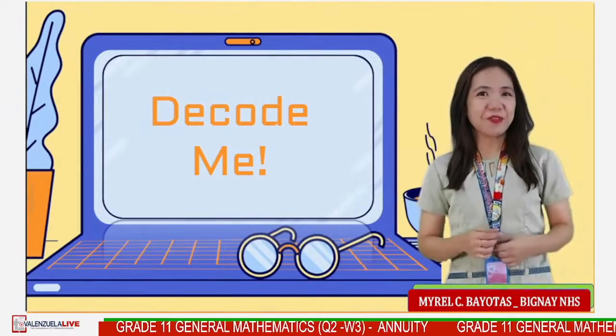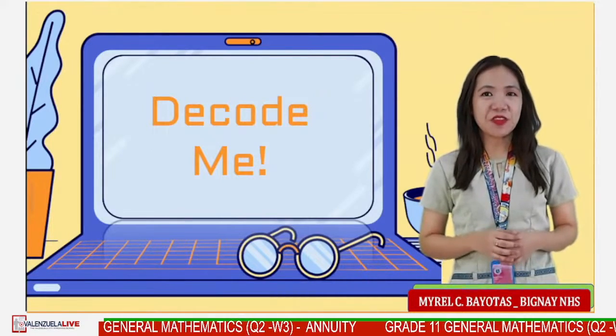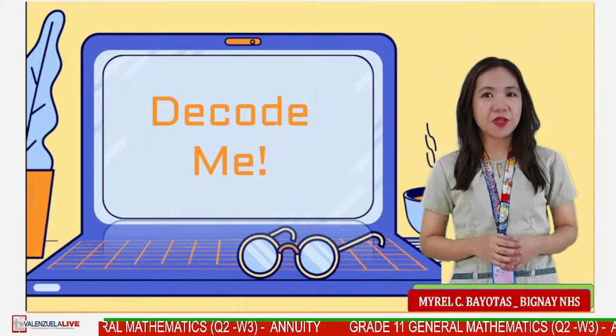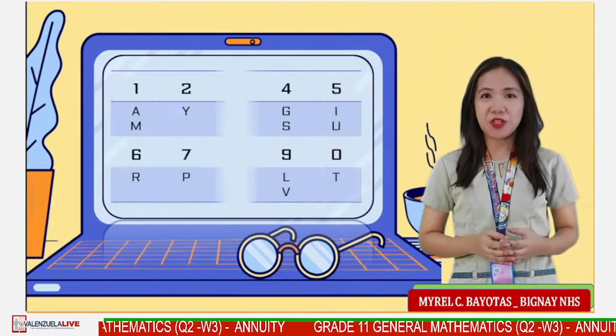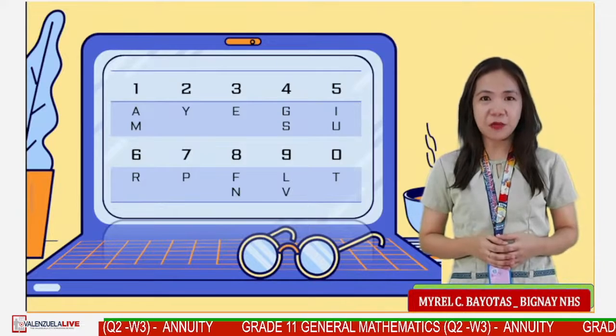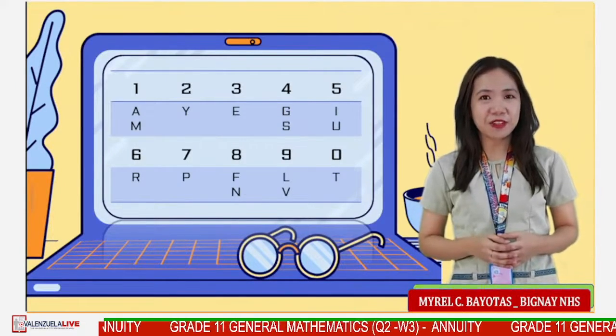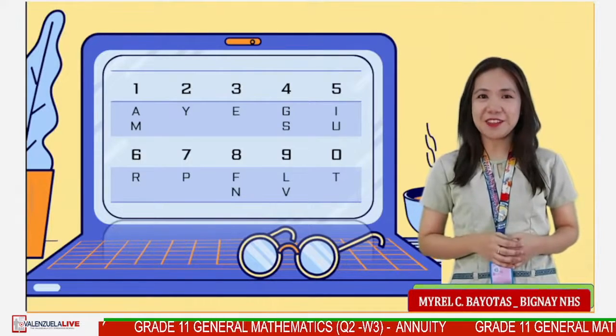Let's get started. We'll play the game called Decode Me. Here, every digit corresponds to a letter or letters. You will be given a set of numbers which you will decode to form words related to our topic, annuity. Kindly type your answers in our comment section. Let's see how good you are on this.